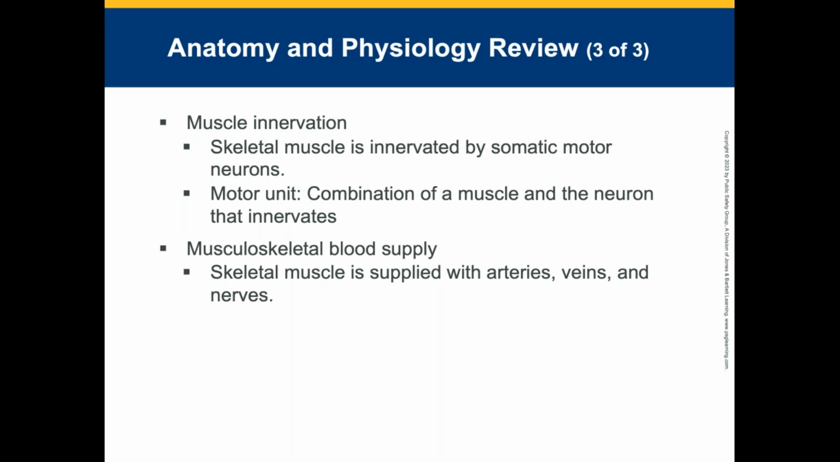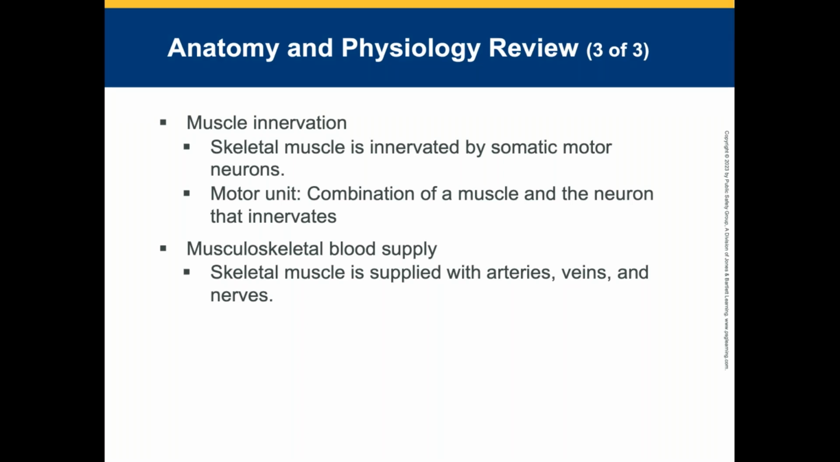So muscle innervation. Skeletal muscle is innervated by somatic motor neurons. So the combination of muscle and the neurons that innervate it constitute a motor unit. Recruitment is to generate a more forceful contraction, where more neurons need to signal more muscle cells to contract.